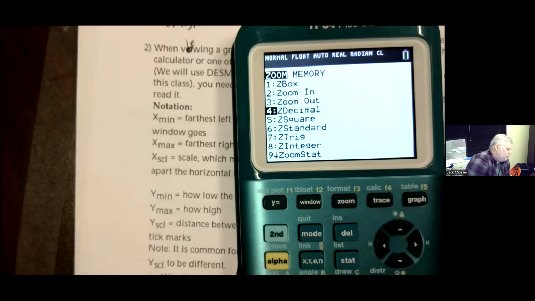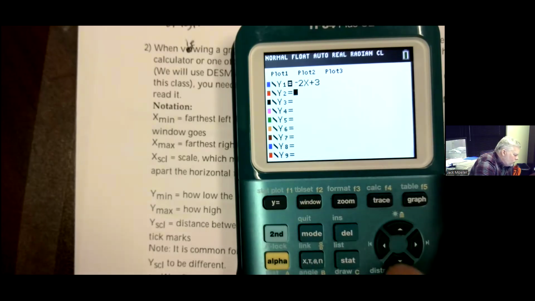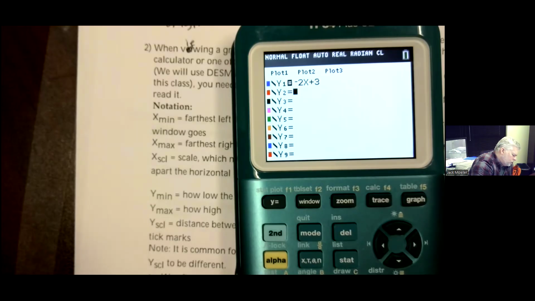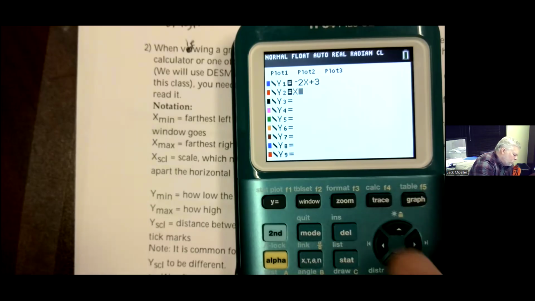Because sometimes you need different windows. For example, I'm going to go down and put in, let's see, I want to do x squared. Yeah, let's just do x squared plus 20.